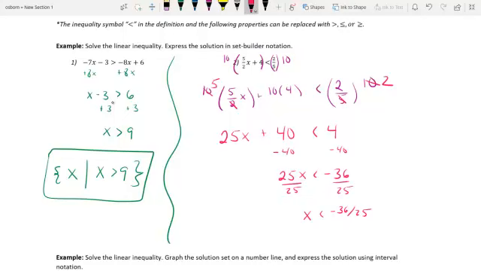Recall that it wants the solution in set builder notation, so I put braces, x, a straight line that's read as "such that," x is less than negative 36 over 25. Close my braces, and that is my solution.